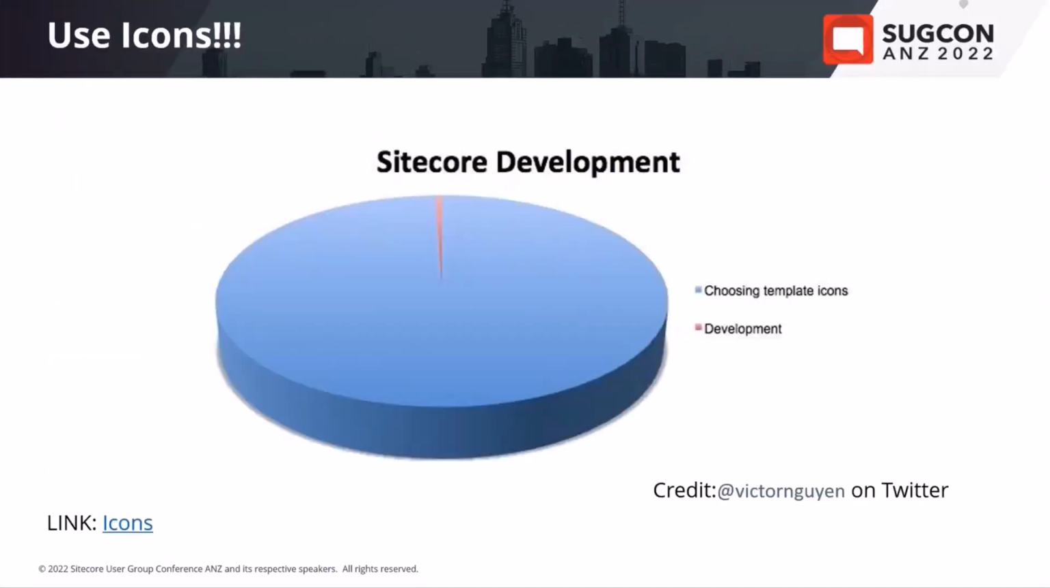I've got to give credit to an old friend of mine, Victor, for this one. Sitecore development is all about choosing template icons. And one of the great things we have is a link here to someone in the community who has put together the Sitecore icon selector. If you go to that, they've got a website where you can do a nice little search through the icons to find the ones you want, and it can tell you exactly which one you can choose for your template. So very, very handy.